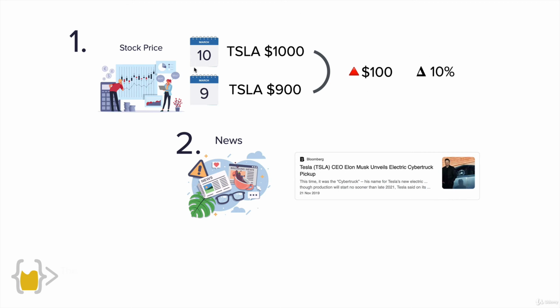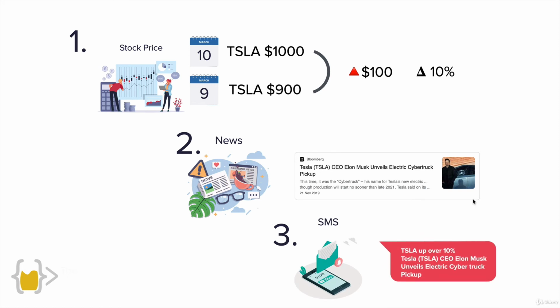Now, once the stock prices have triggered this alert and we've fetched the news data, then we're going to send ourselves an SMS. So we're going to send ourselves a message telling us what was the big fluctuation that happened and what is the relevant news, so that we can decide there and then whether we want to sell our stock or if we want to buy more.